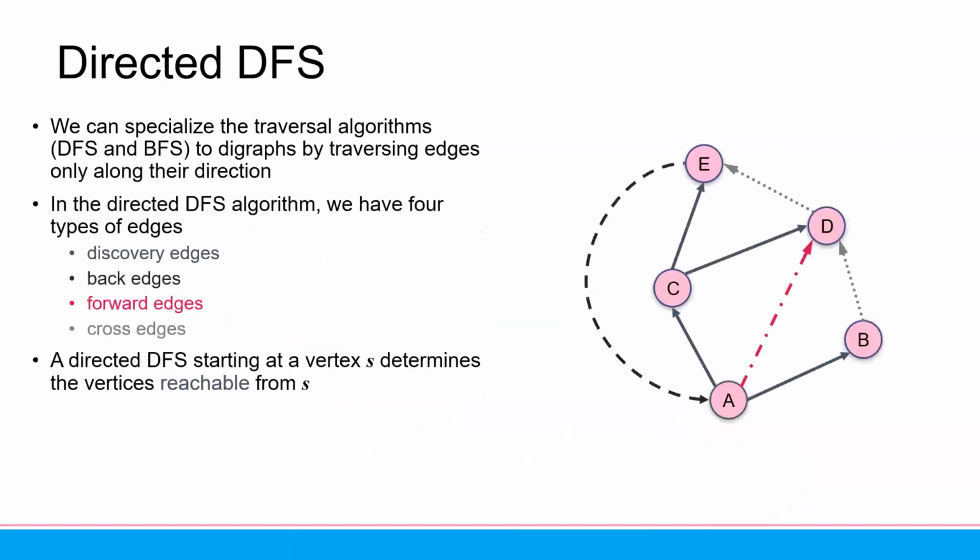There's one kind of specialized traversal algorithm. You already learned DFS, depth first search, and we can use this DFS with the directed graph, directed DFS. So we can specialize the traversal algorithms, DFS and BFS, to digraph by traversing edges only along their directions.